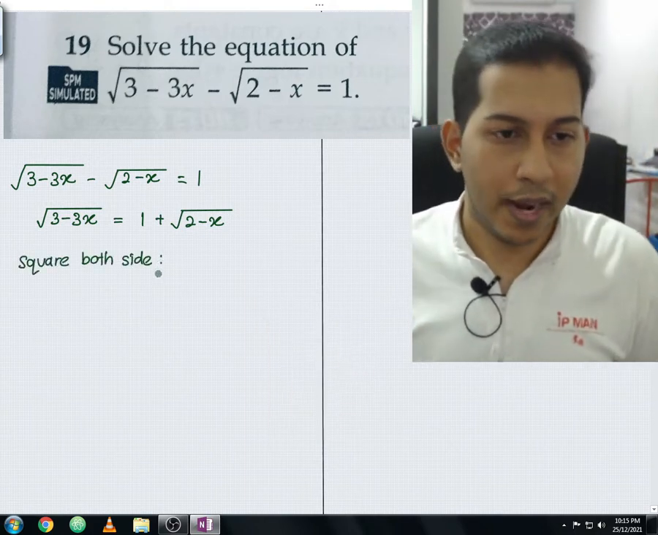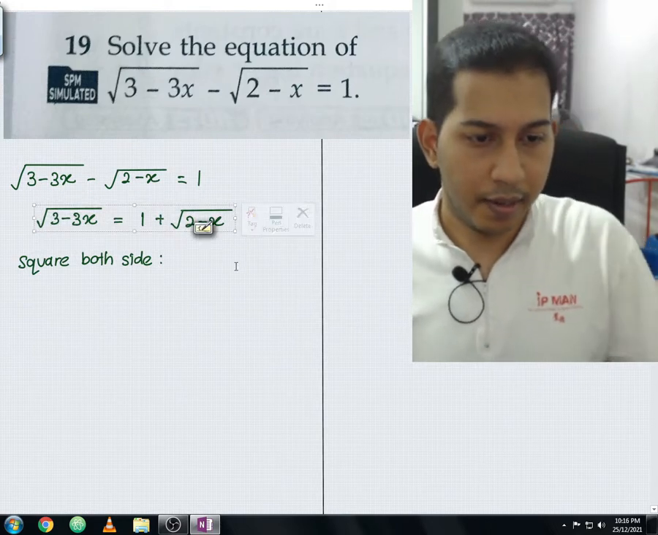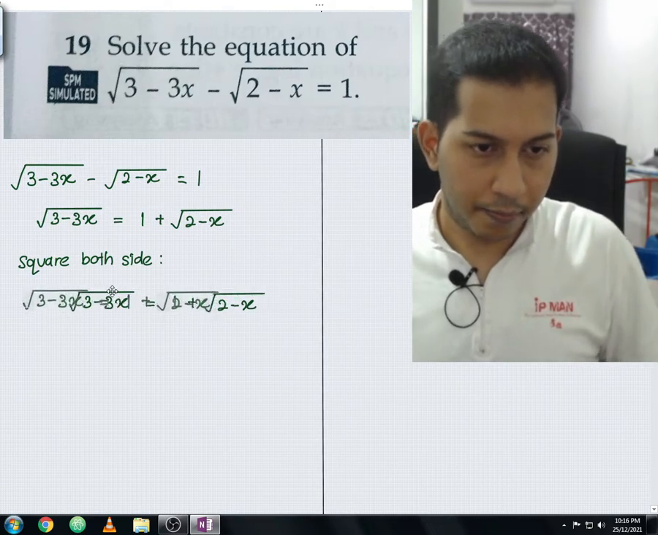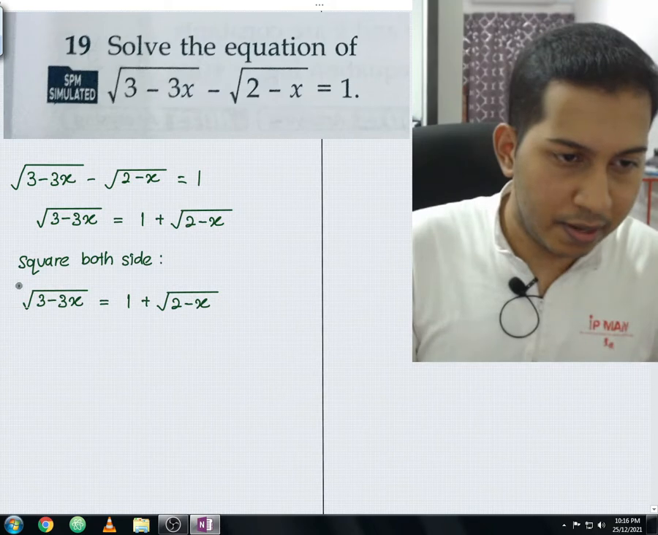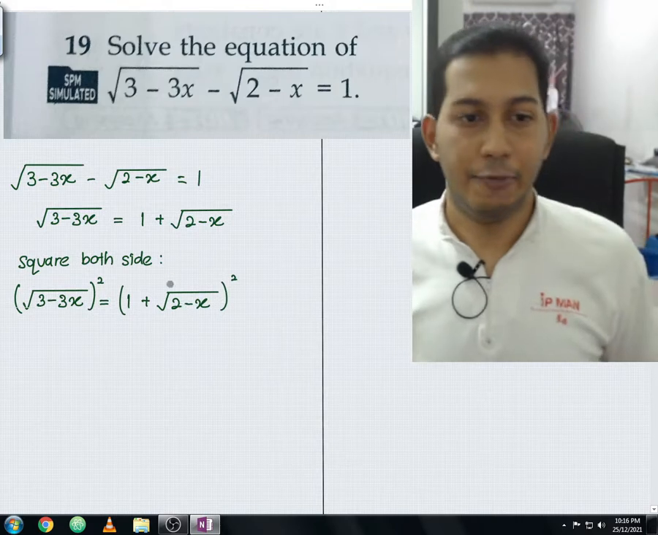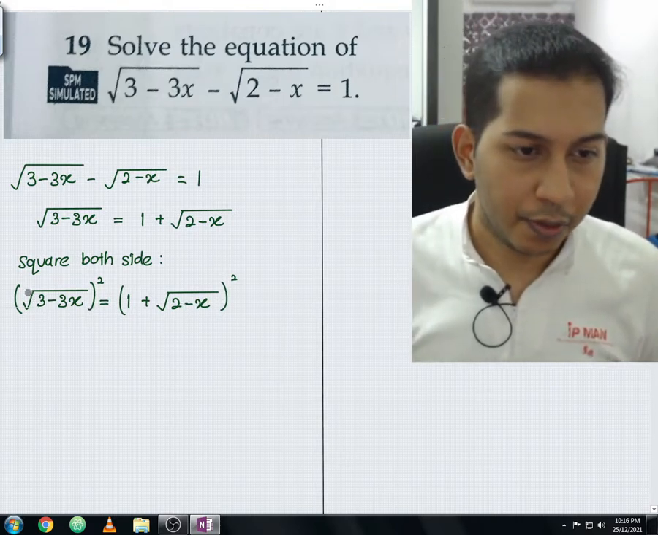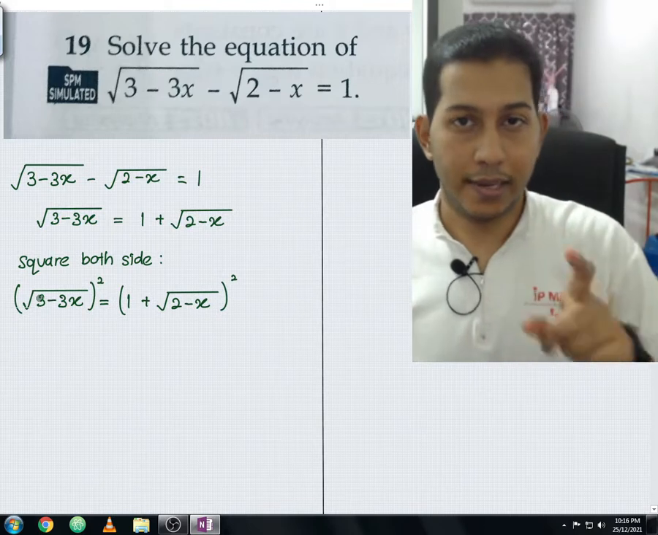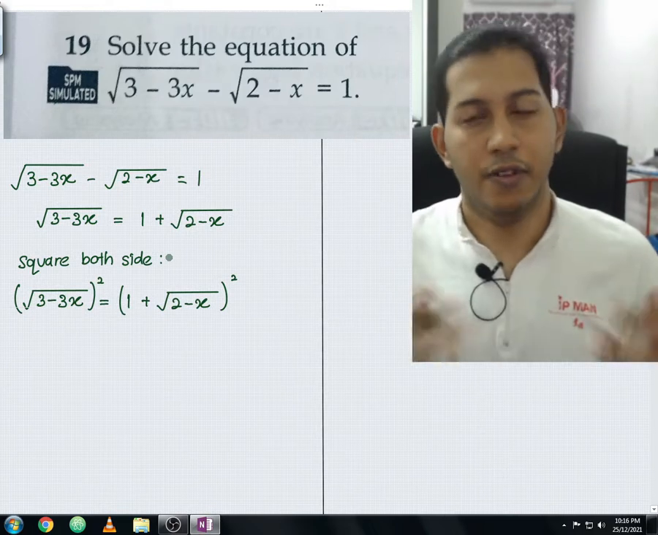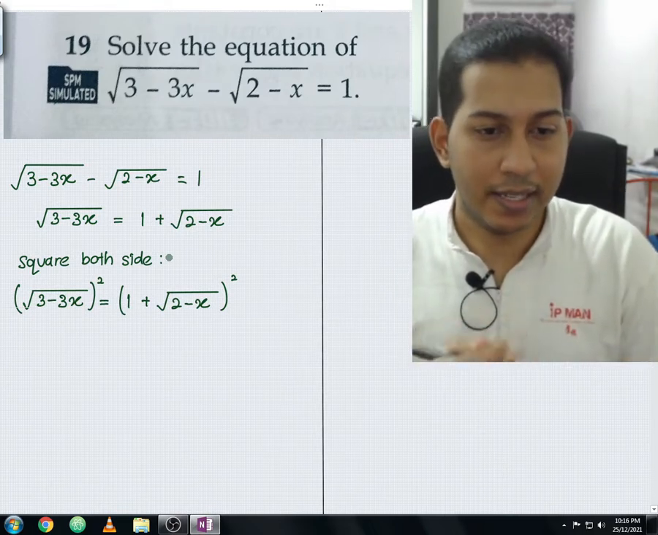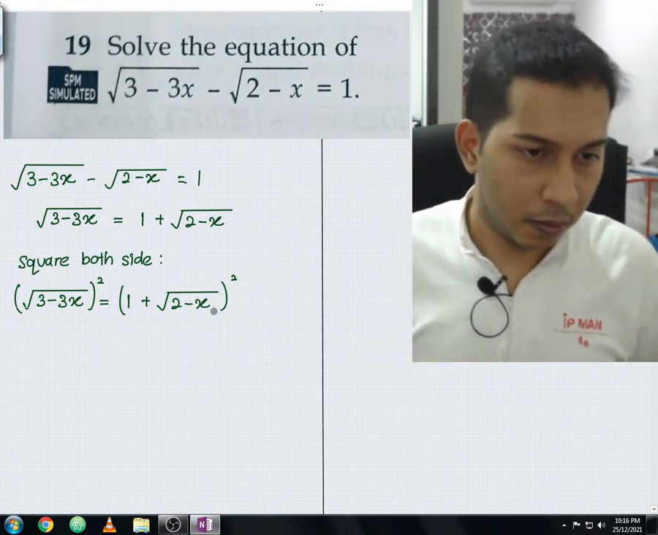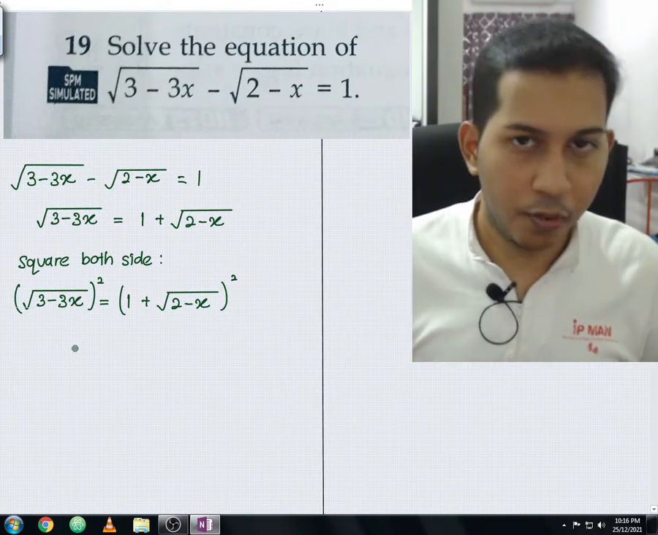So what I'm going to do now is copy this equation and paste it over here. So let me square both sides. Let us start with the left hand side first. The square root and the square will get cancelled off, so you are only left with 3 − 3x. Unfortunately for the right hand side, you need to perform the manual expansion. In this case it is (1 + √(2 − x)) times (1 + √(2 − x)). So from here, let us perform the working.